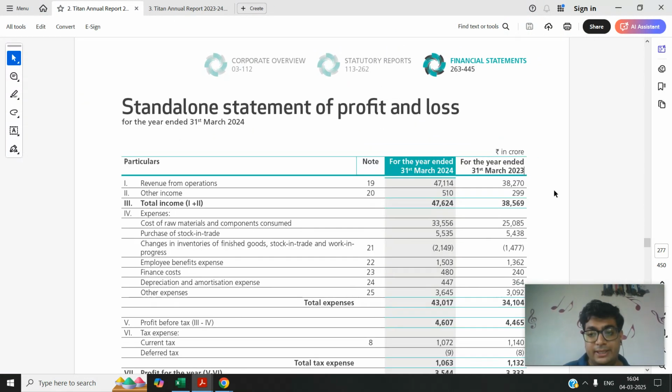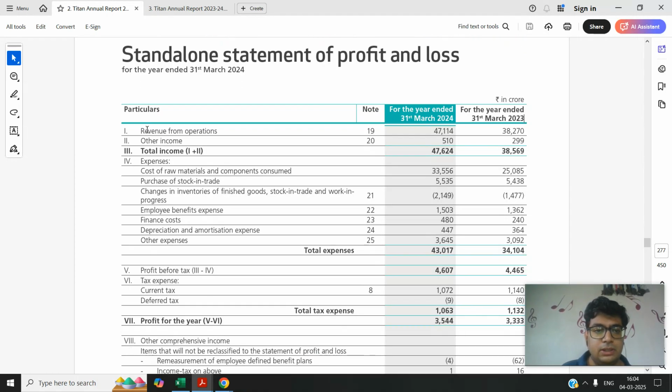Now, in the real format of statement of profit and loss, the first line item will always be revenue from operations. Now, what does revenue from operations mean? It means आपका जो भी मेन बिजनेस धंधा है उससे आप जो पैसा अर्न कर रहे हो वो यहाँ पर आएगा. We are looking at Titan.